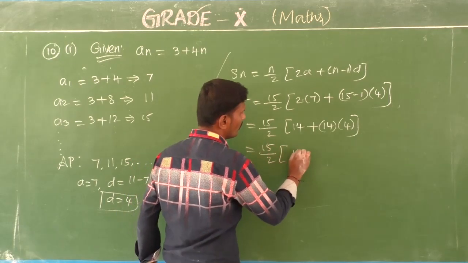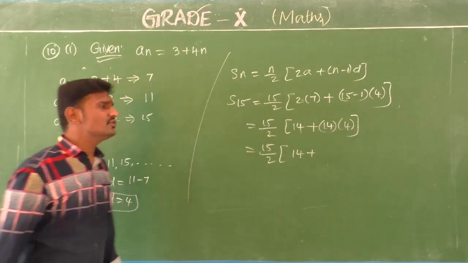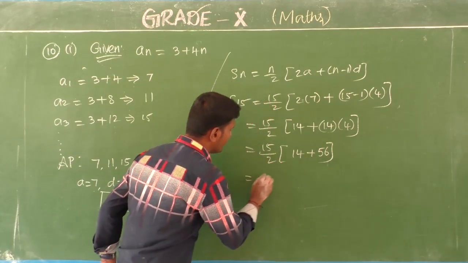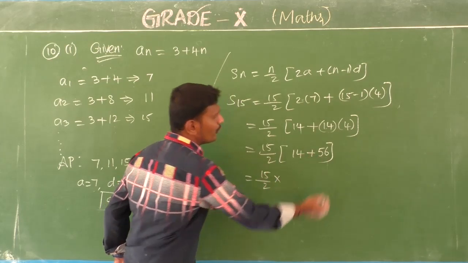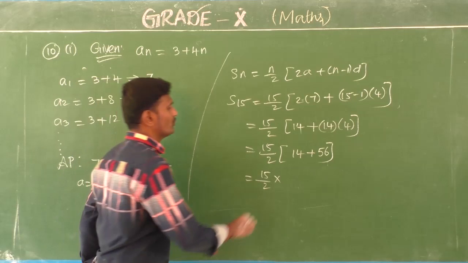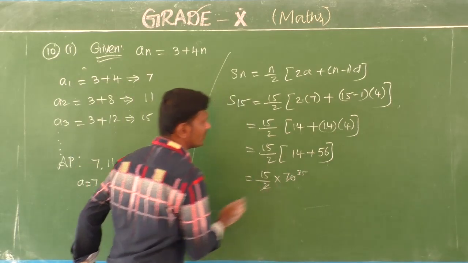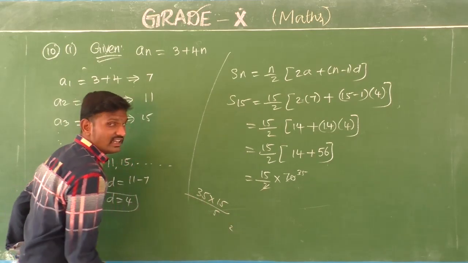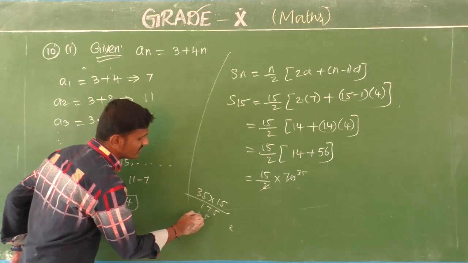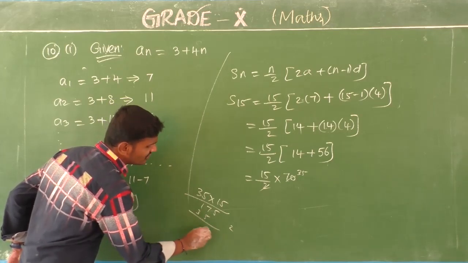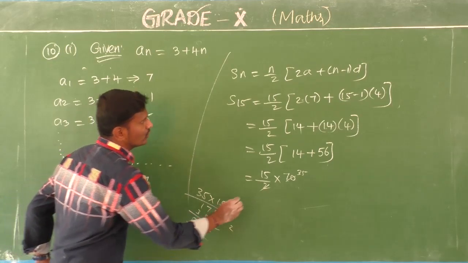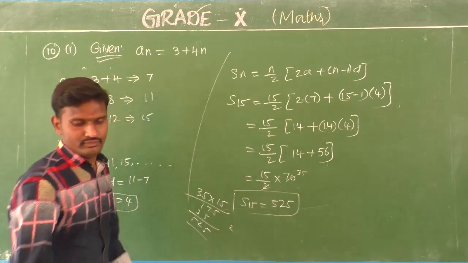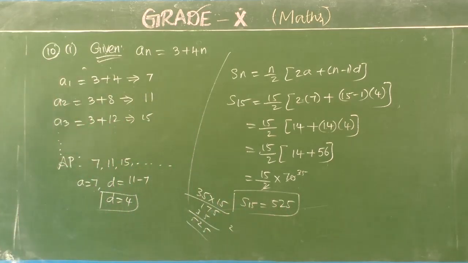15 by 2 into 14 plus 14 fours, how much? 56. Now add: 15 by 2 into 56 plus 14, which is 70. 2 ones are 2, 35 twos are 70. Now 35 into 15: 5 threes are 15, 5 fives are 25, and adding gives 525. So the value of S15 equal to 525.